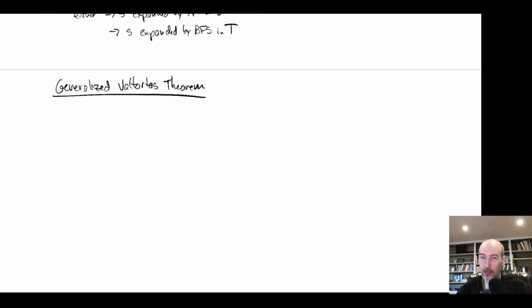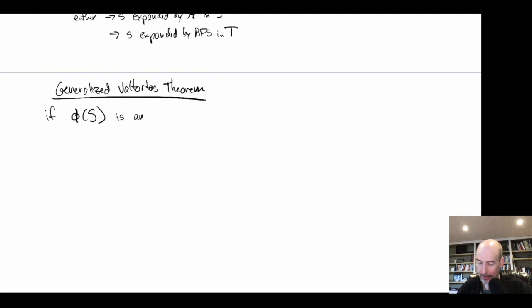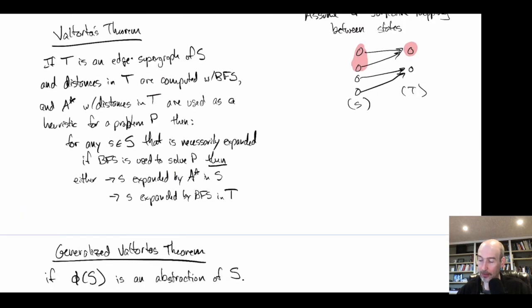Okay, and so generalized Valtorta's theorem is just going to say this: T now is going to become phi of S, and I'll be very careful here. Phi of S, this is abstracting the entire state space. It is an abstraction of S, the entire state space. And again, I'm assuming phi is a surjective mapping between states.